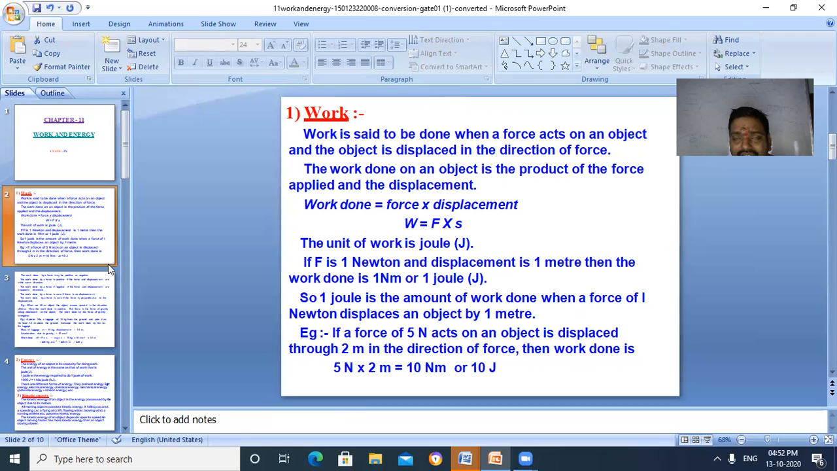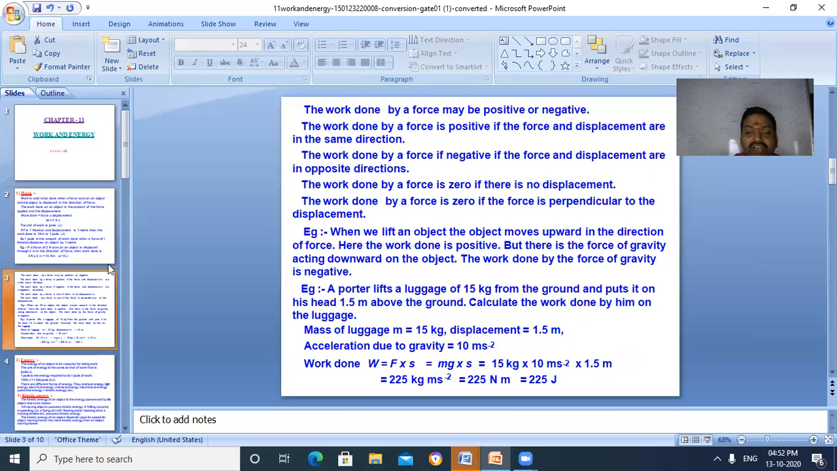Now, accordingly, we can give a small example: when 5 Newton of force acts on a body and gets a displacement of 2 meter in the direction of the force, then the total amount of work done is 10 joule. Next, the representation is with the capital symbol J.